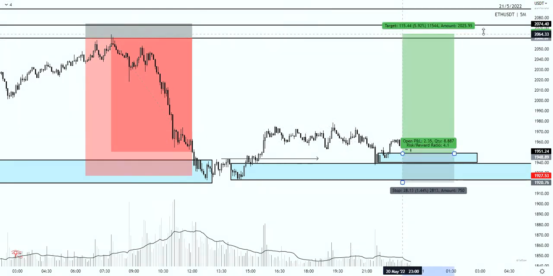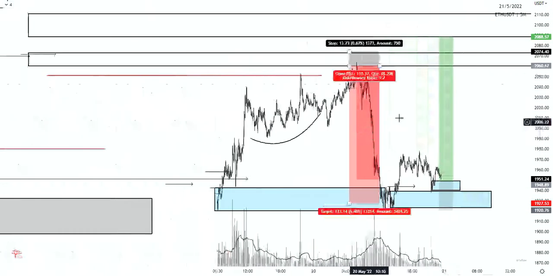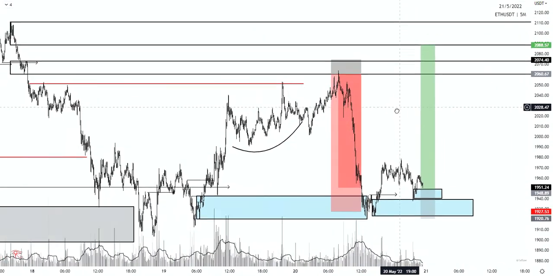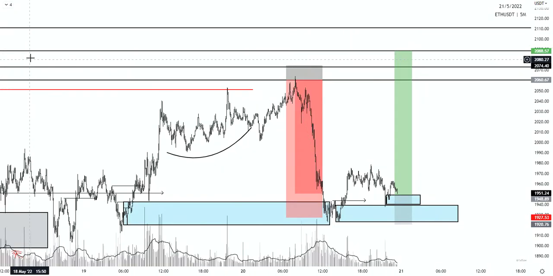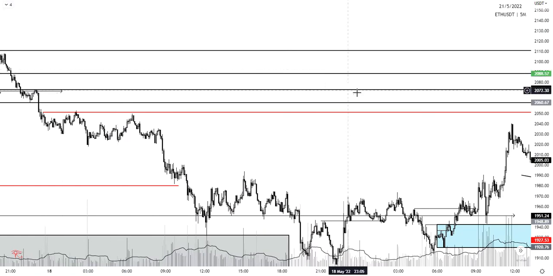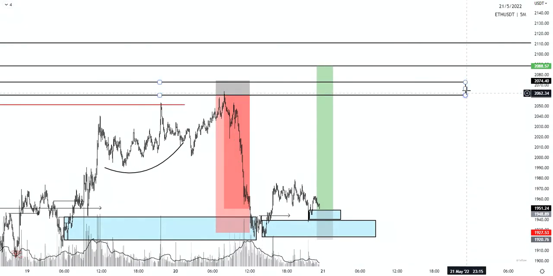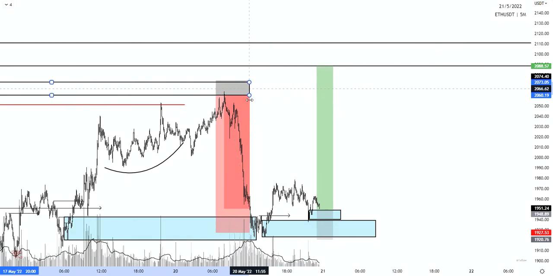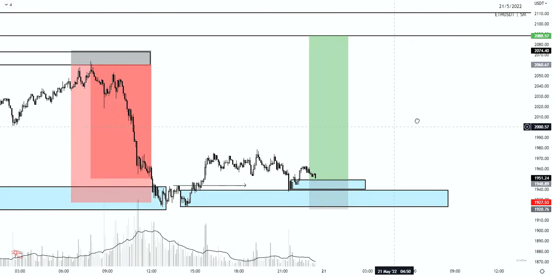So we have our entry, and then we're looking to now take it into that unmitigated supply. Why? One, because it created a higher low. Two, we would consider this a weak high. Three, we have our zone of unmitigated supply in this area, right? So that's three confluences just for the take profit.